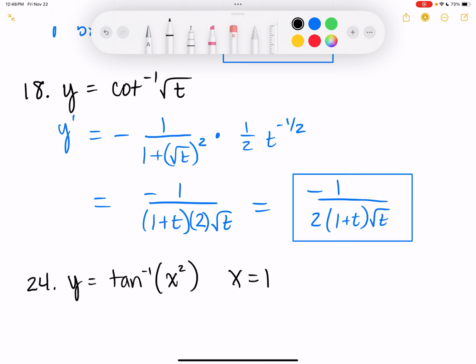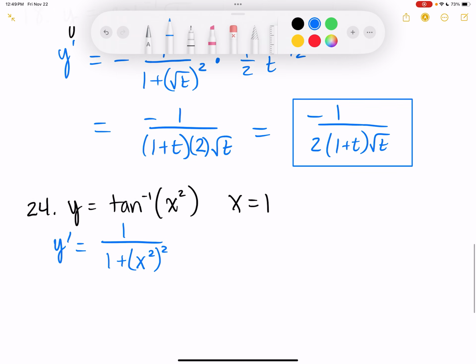What would the derivative of this be? One over 1 plus x squared squared. X squared squared. Sometimes I just go ahead and write it as x to the 4th, but just for the sake of seeing it written out, it's probably better to do it this way. Times 2x. Yep. Chain rules times 2x. So I end up with 2x over 1 plus x to the 4th.